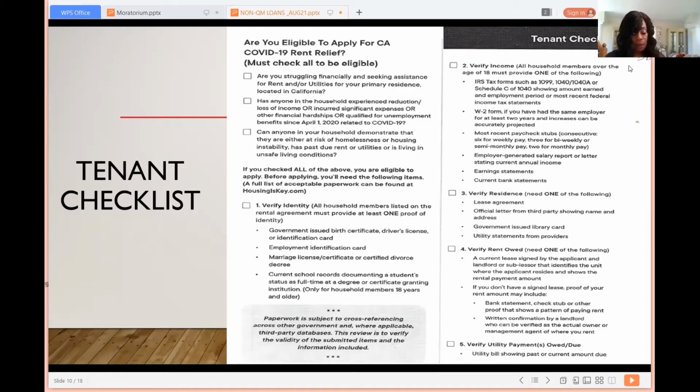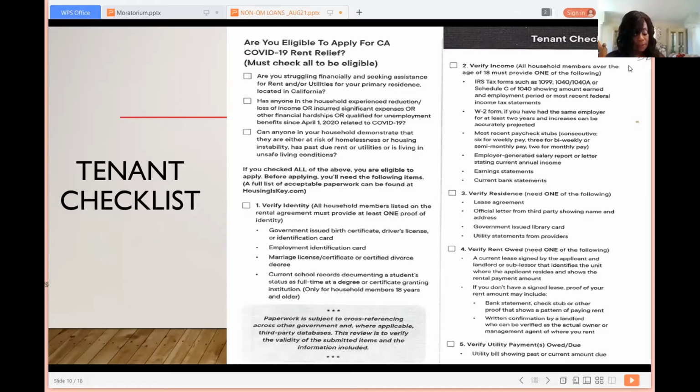Verify rent owed. A current lease signed by the applicant and landlord or sublessor that identifies the unit where the applicant resides and shows the rental payment amount. So it could be a lease, it could be a sublease, it could also be someone who's just renting you a room and they write out how much you were paying and that you were unable to pay, so that there's a running record. That's what they're looking for.